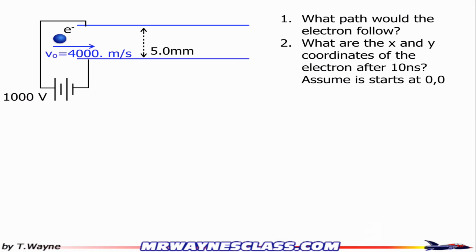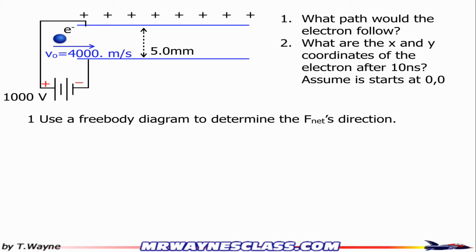Here's a quick summary of what all is happening. I started off by finding out the signs of the battery to figure out the signs on the plates. Whatever's connected to the positive is the positive plate, whatever's connected to the negative side of the battery is the negative plate. To do the first question, follow the path. I knew there were three choices. I found a free body diagram to determine the net force's direction. In this case, it went up, so it curved upwards as one of the choices.